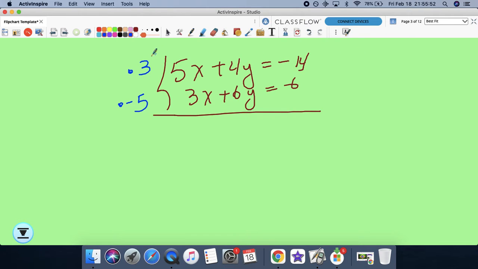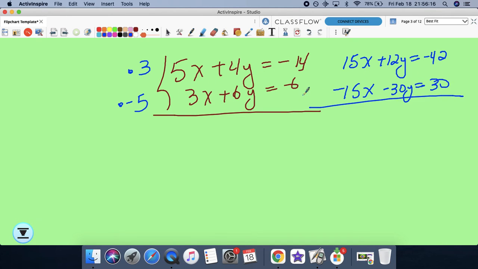So 3 times 5x is 15x. 3 times 4y is 12y. 3 times negative 14 is negative 42. Negative 5 times 3x is negative 15x. Negative 5 times 6y is negative 30y. And negative 5 times 6 is negative 30. We can now add top line plus bottom line. That goes away, and I'm left with negative 18y equals 12.